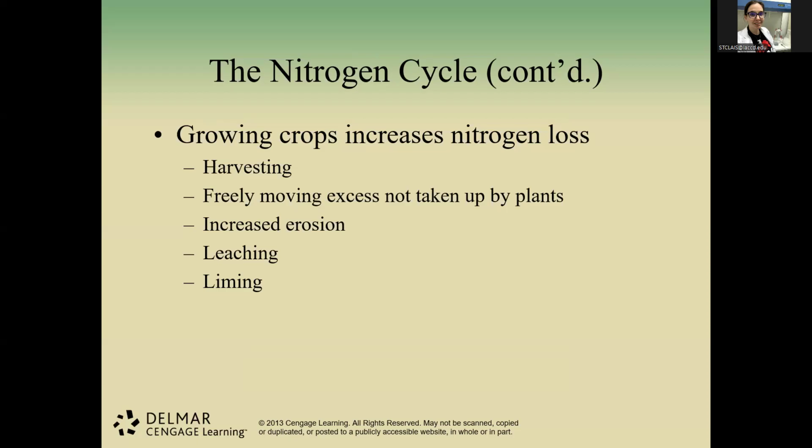Growing crops, because of erosion, like through the harvest or other practices, as soil is carried off in the runoff even, increases nitrogen loss. The leaching, especially of nitrogen in the form of nitrate, increases nitrogen loss. And liming also can increase the nitrogen loss from the soil.